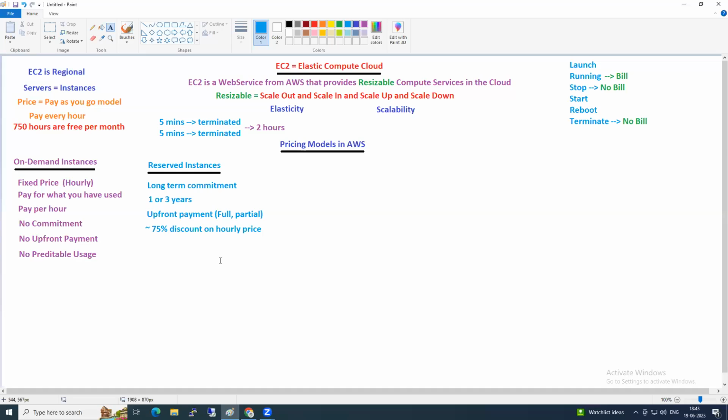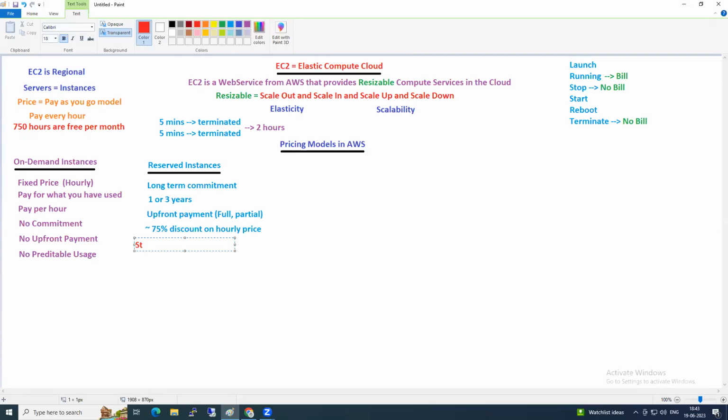Good. So now you mainly have 3 types of reserve instances. Number 1 is called standard RI, RI meaning reserve instances. Standard RI, then convertible RI, and scheduled RI. We have 3 types of reserve instances based on requirement. Standard RI is the standard one, the 75% discount one, that you get here.